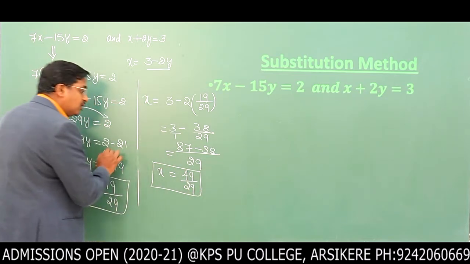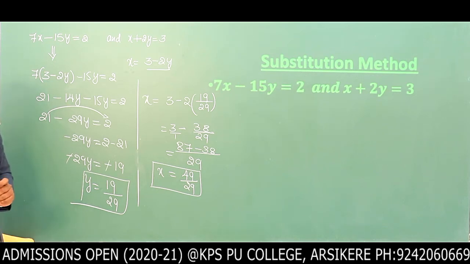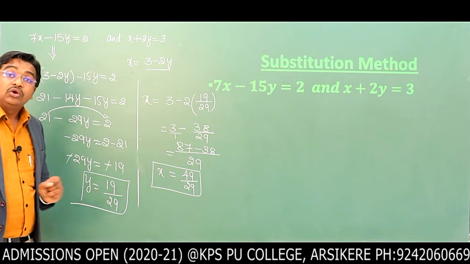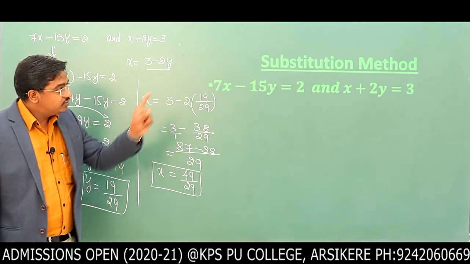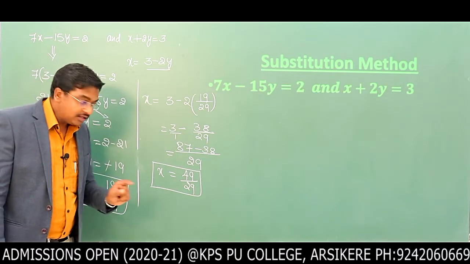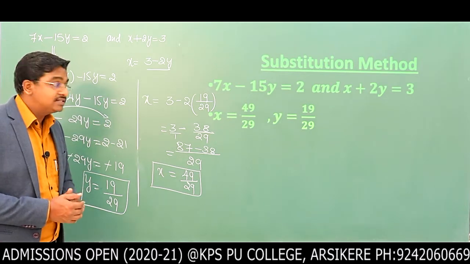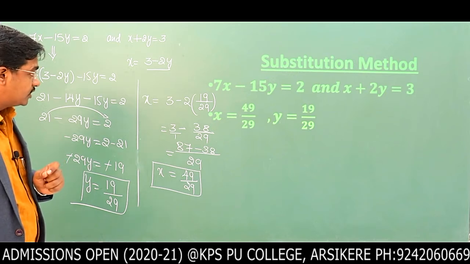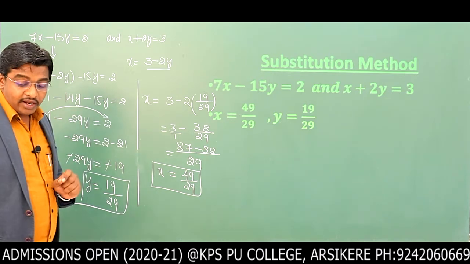Therefore x is equal to 49 divided by 29 and the value of y is 19 divided by 29. These are the values of x and y for this equation. This is the method to find the solution of the given pair of linear equations using the substitution method. So now observe the answer. What is the x here? 49 by 29 and y is equal to 19 divided by 29. So next, move on to the next question. Take a pause and note all the things I have written here. Now move on to the next question.